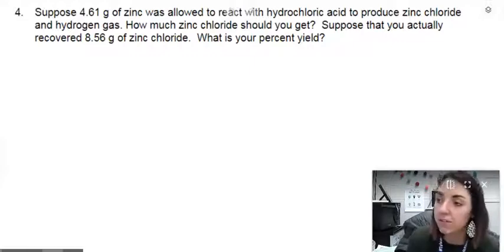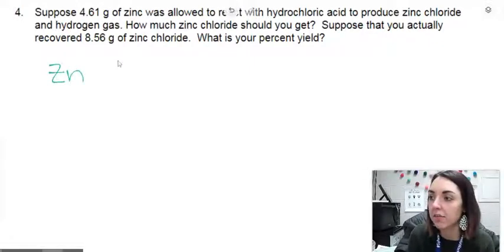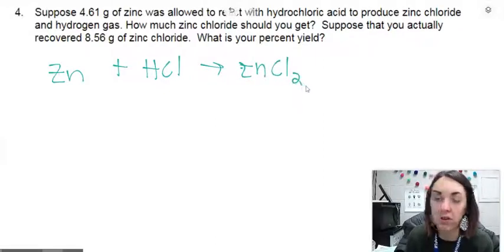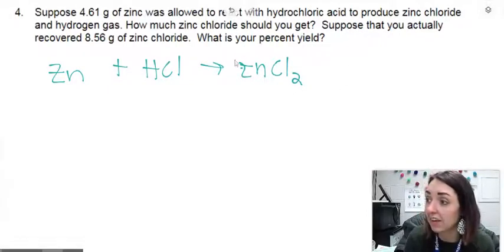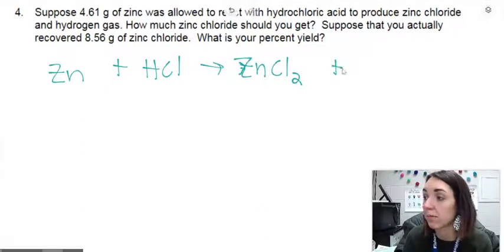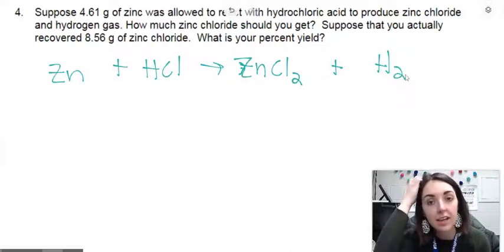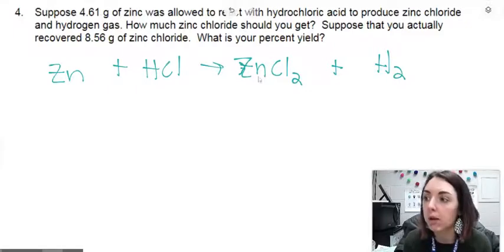So first things first, let's write our balanced equation. We've got zinc reacts with hydrochloric acid to produce zinc chloride. I'm not going to go through how to write these, but notice how I balance my charges. I write ZnCl2. If you need help with that, go back to the 5.5 tutorial. And hydrogen gas. Remember, hydrogen gas is H2. It is diatomic. Again, if you need help with that, go back to the 6.2 writing equations from words tutorial.